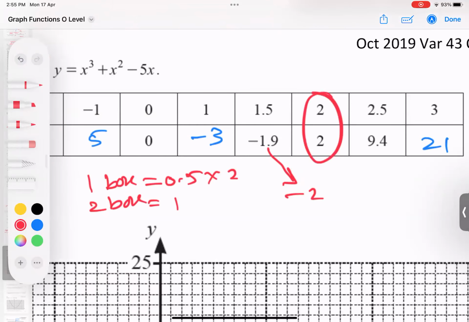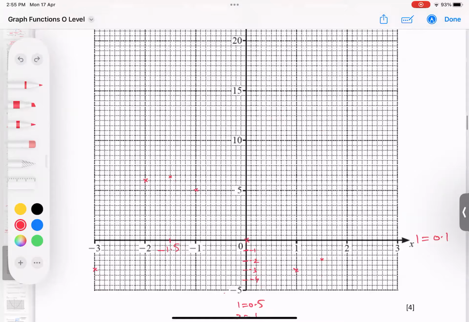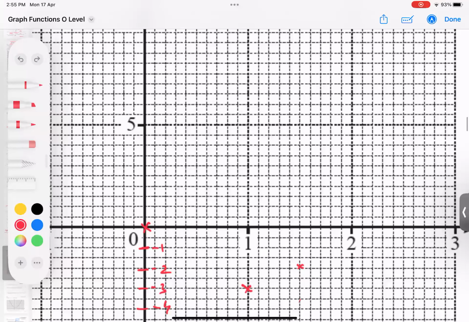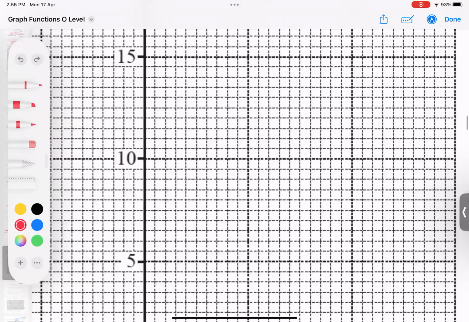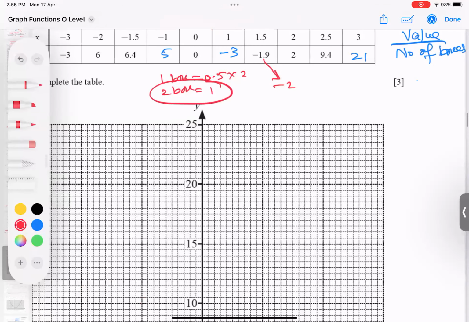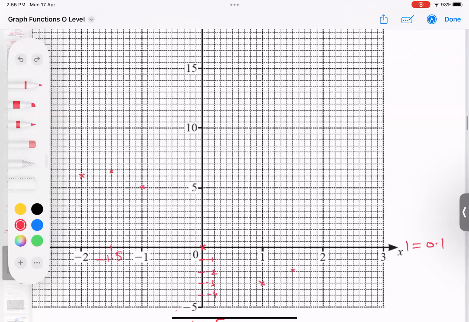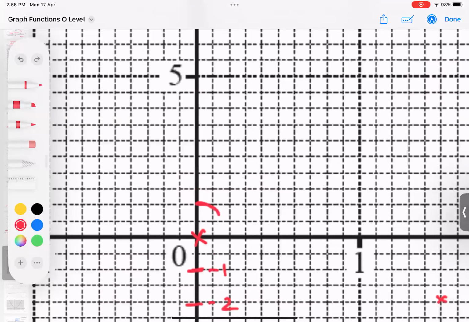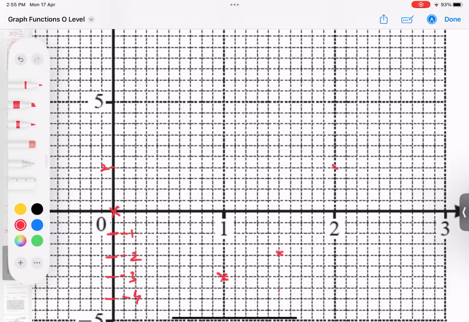Next is 2, 2. X is 2, y is positive 2. Easy point, we can label easily. Where is x 2? It is here, but where is y 2? As you know, I mentioned that 2 small boxes is 1. So 2 boxes up is 1 and here 2. I believe you understood what I'm saying. Alhamdulillah, see, 2 and 2.